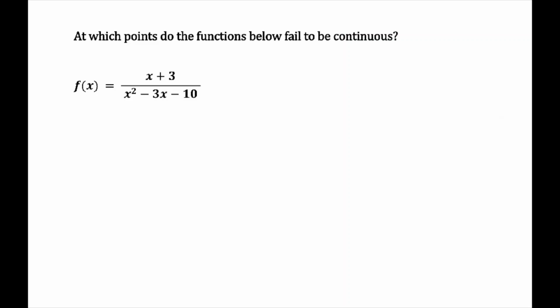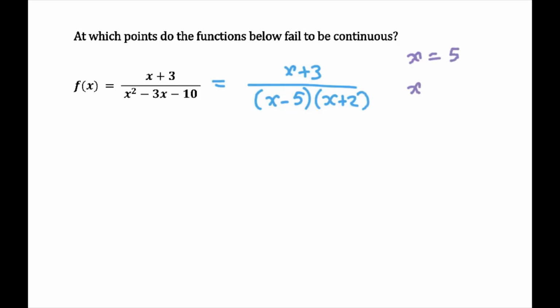Now in this question, you need to find all the points in which the function fails to be continuous. If I factor the denominator, I'm going to get (x - 5)(x + 2). This is a rational function. We know that at x equals 5 and x equals -2, there is a vertical asymptote. So x cannot be equal to 5 or -2, right? So the function is going to be discontinuous at x equals 5 and x equals -2, right?